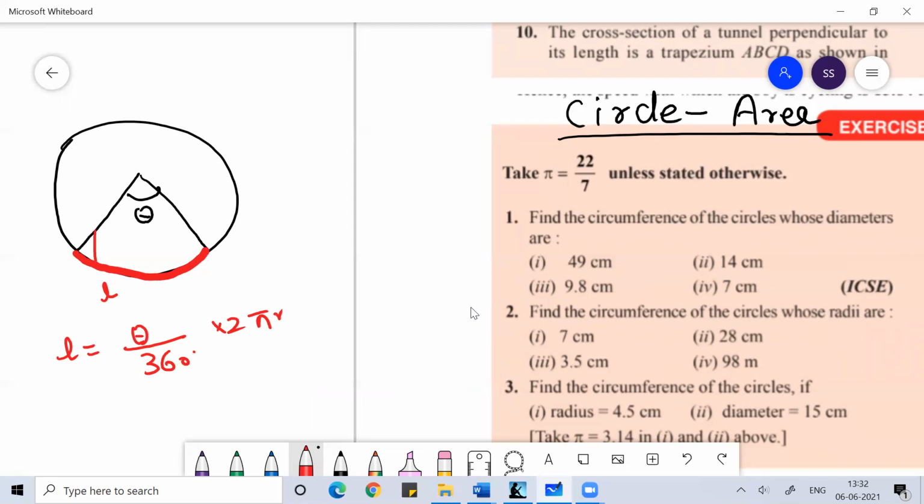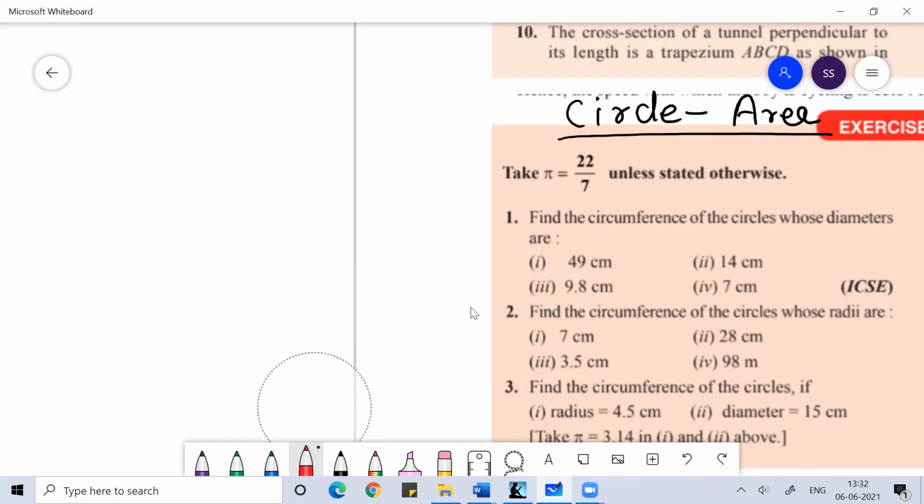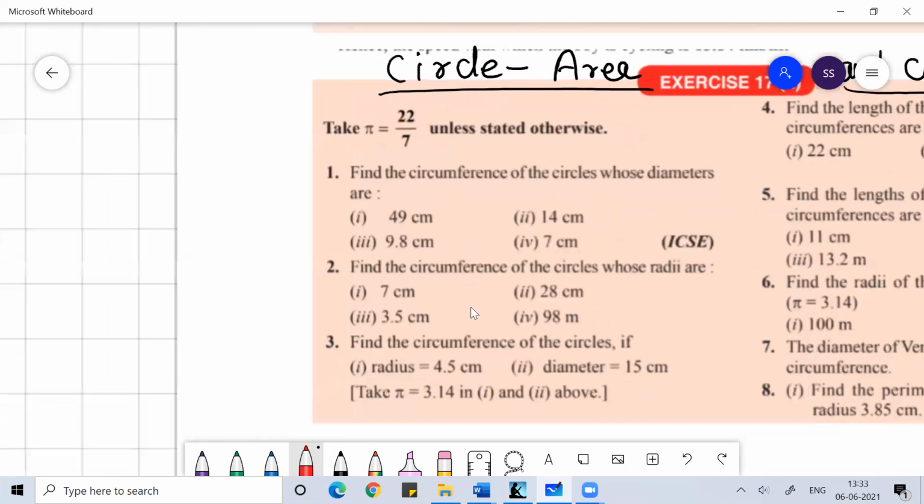And if I talk about this sector, what is the area of the sector? The formula is theta by 360 into pi r square. Total area is pi r square, I want a small part of that. So how much part is that? That is theta by 360. That way I'm representing that. I hope you understand that. So we'll do the questions one by one.